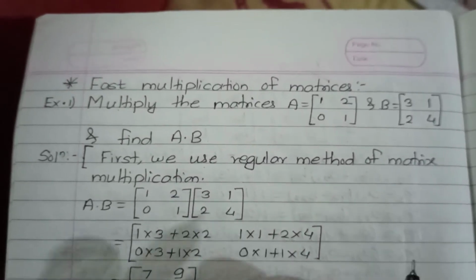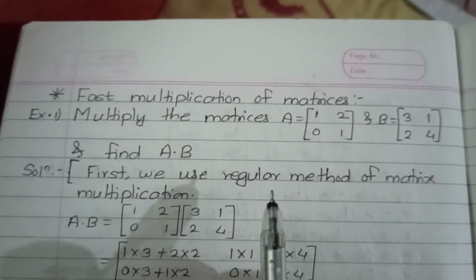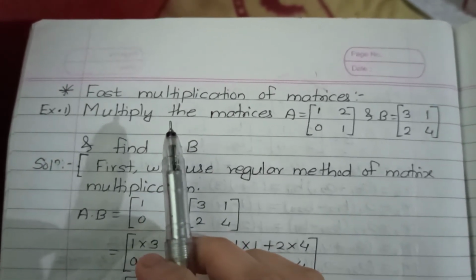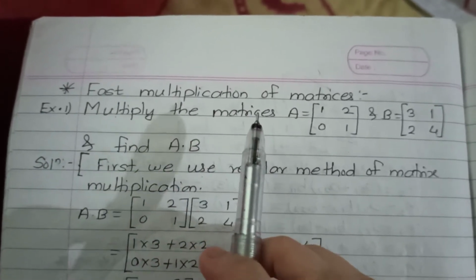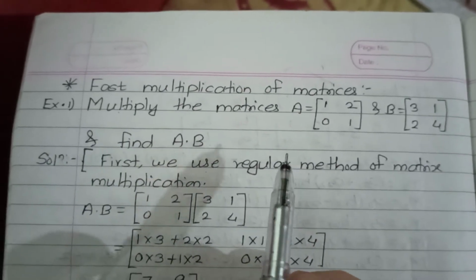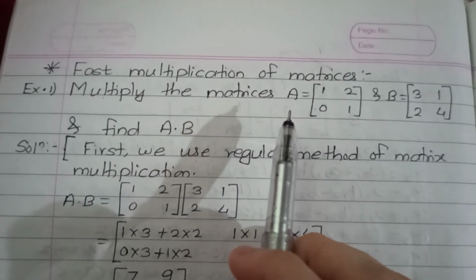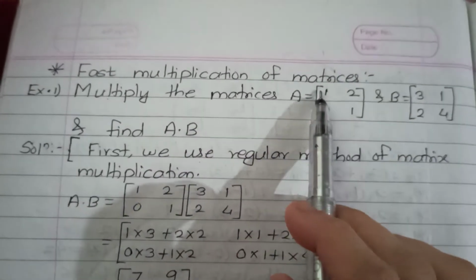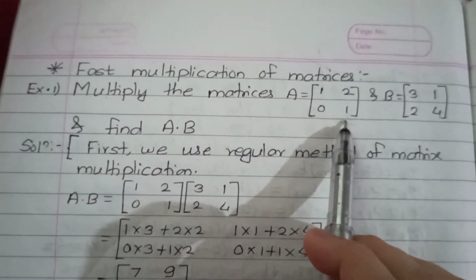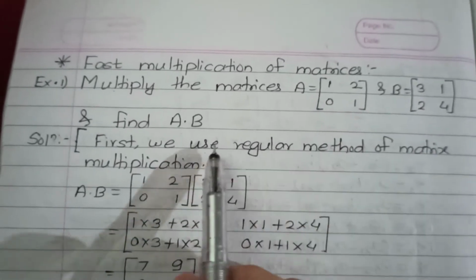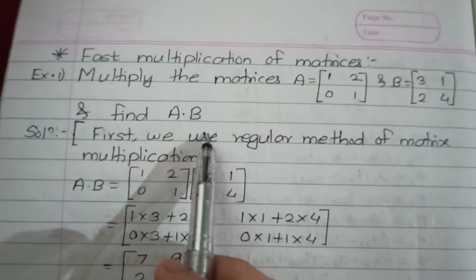Hello students, today we'll see fast multiplication of matrices. Fast multiplication means it will take less number of operations, rather multiplications, than the usual method. So here matrix A is 1, 2, 0, 1, matrix B is 3, 1, 2, 4, and we have to find the product of these two matrices A into B.